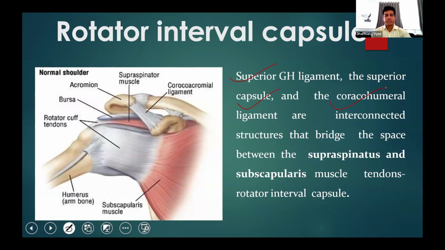Why is the name so? Because it is covering up the space between the supraspinatus and the subscapularis muscle. That is why it is called the rotator cuff interval. The interval between the supraspinatus and the subscapularis is covered by these three structures, and hence together they are known as the rotator cuff interval capsule.